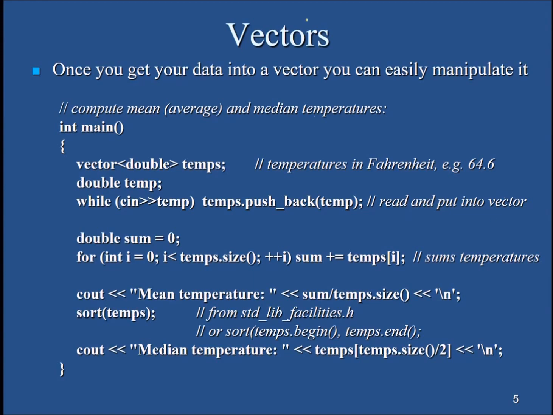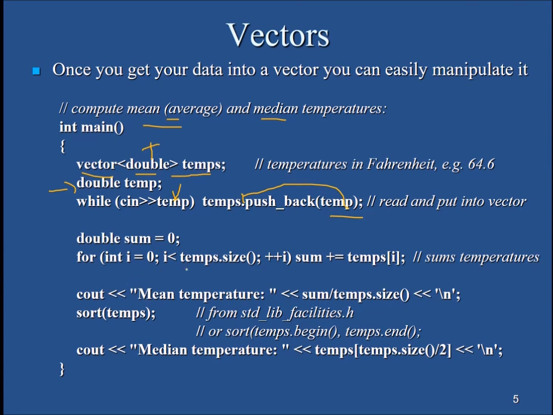Now, as we have known about vectors, let us make a program out of it. So we are trying to compute the mean or average and median of a temperature. So we are aware of how to define a vector: angle brackets, inside it the type, and the name of the vector. Then a single value, then we are entering the values and pushing them back to the temperature. Means the temperature will be pushed back to this TMPS. Double sum equal to 0. Sum equal to 0 because we are trying to compute the mean.